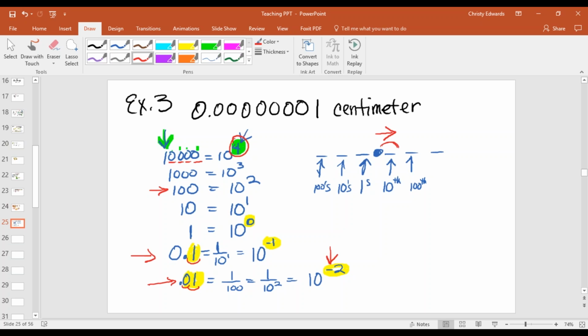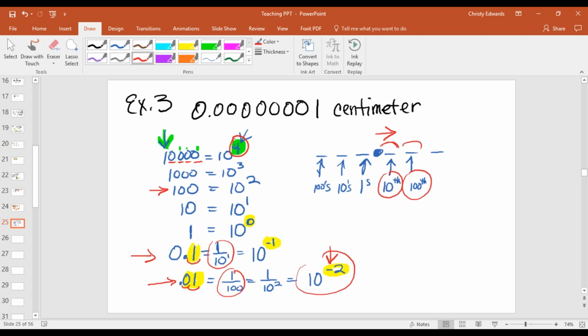What is 10 to the negative 1? 1/10. It's the tenths. What is 10 to the negative 2? It's 1 over 10 to the positive 2, which is 1 over 100, which is the hundredths. Interesting connections, right?